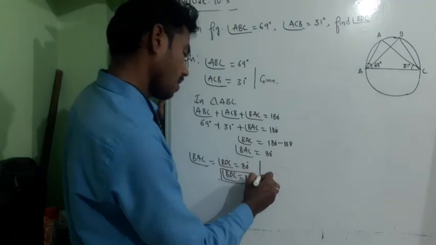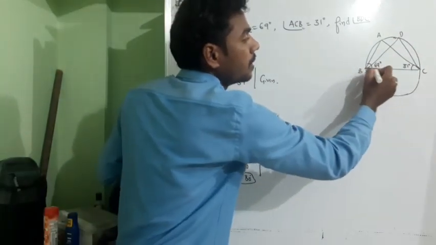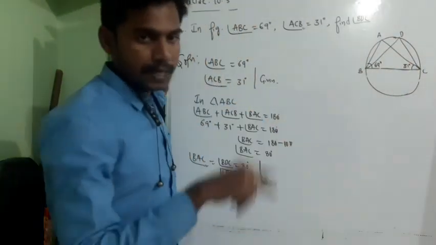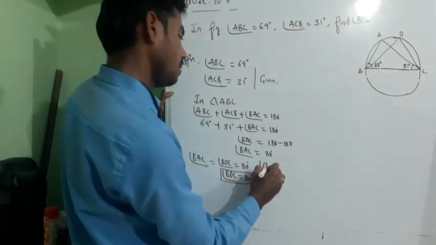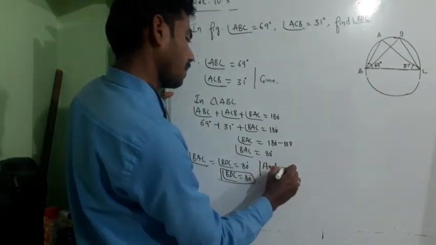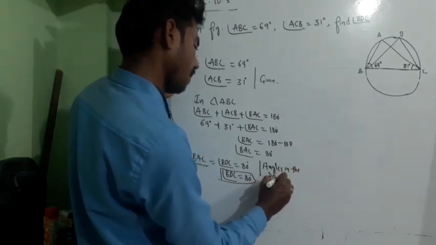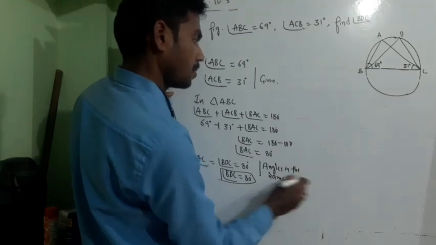This is because angle BAC is equal to angle BDC, as these two angles lie in the same segment. That is the reason both those angles are equal. Angles in the same segment are equal. Please note this term.